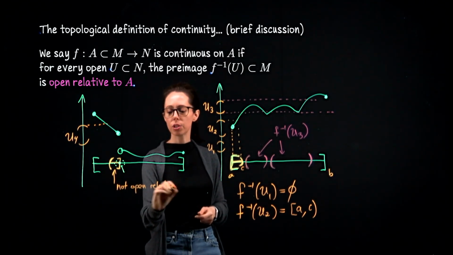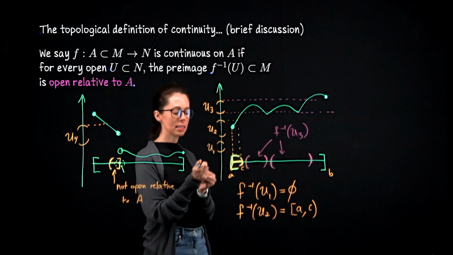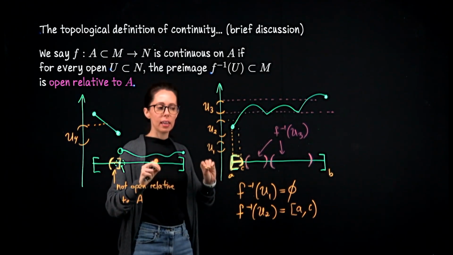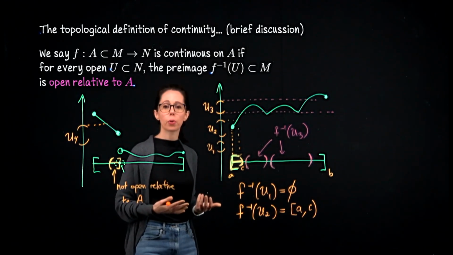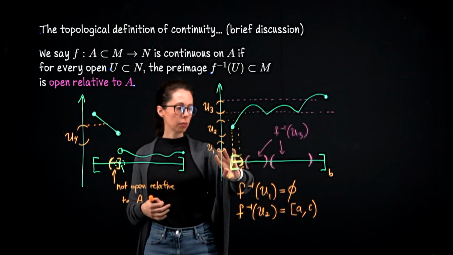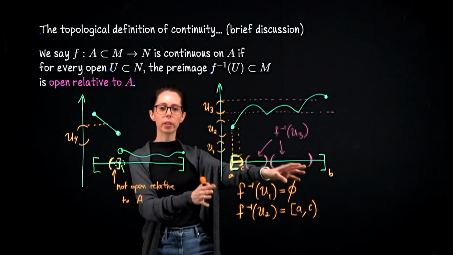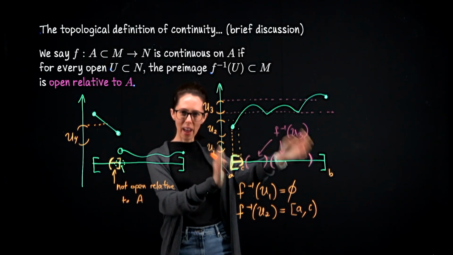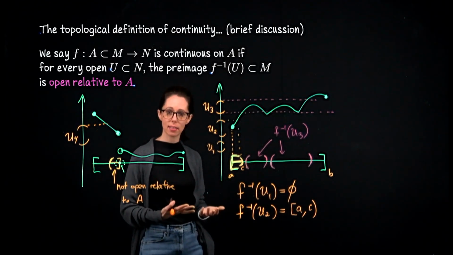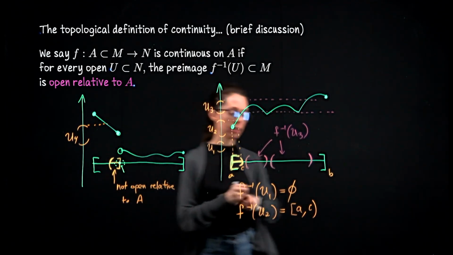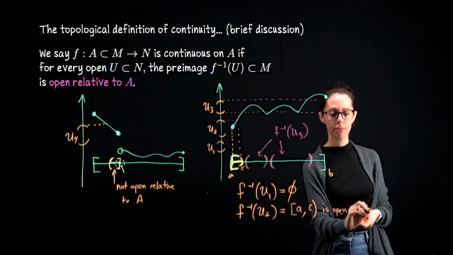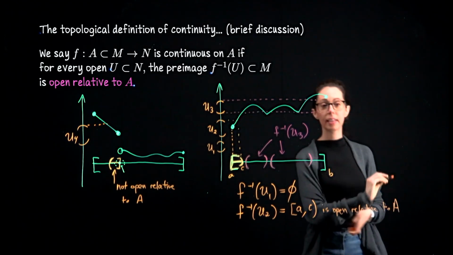So relative to A means think of A as the entire metric space. If A were the entire metric space, would the preimage of any open set be open? This is one way to think about it. So, a closed bounded interval may be a subset of the real number line, but if you just focus on the closed bounded interval and that was a metric space, would this be open in that metric space? And the answer is yes. So this is open relative to its domain.